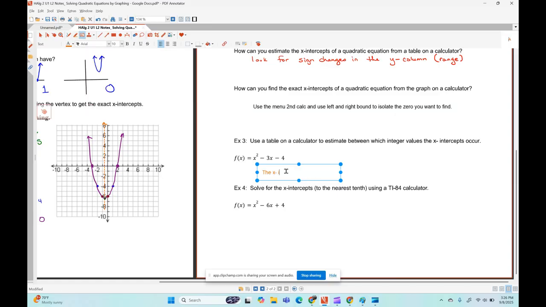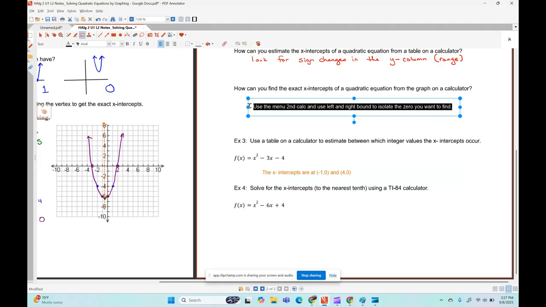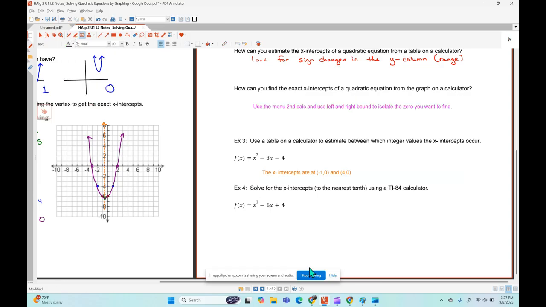The x-intercepts are at negative 1, 0 and 4, 0. Okay, so that's that one. I want this to be a different color so it looks like it's not part of the original notes. There we go. Okay. Solve for the x-intercepts to the nearest tenth using the TI-84 calculator.